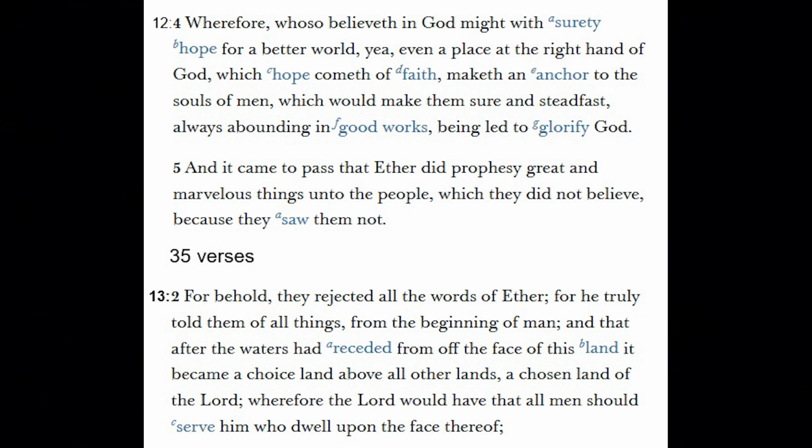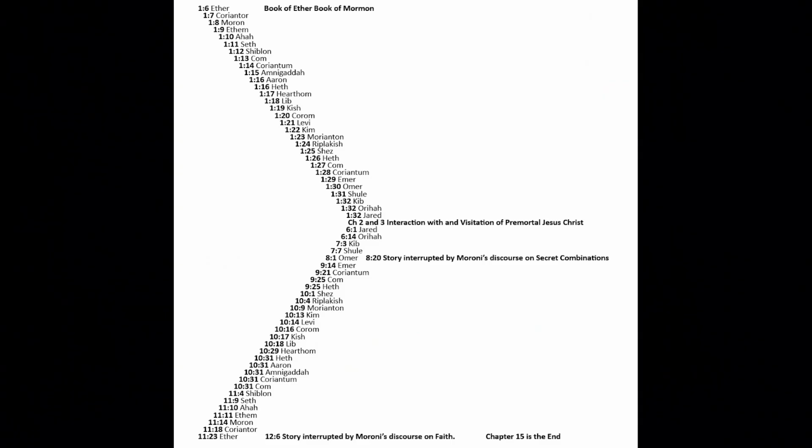And then Moroni brings forth 35 other verses talking about a discourse on faith. It is truly a great one. But then it just picks right up. Chapter 13 verse 2, "For behold, they rejected all the words of Ether, for he truly told them of all things from the beginning of man, and that after the waters receded," continuing on. So you get little interruptions of the chiasmus story by Moroni, and then the story just picks right up.